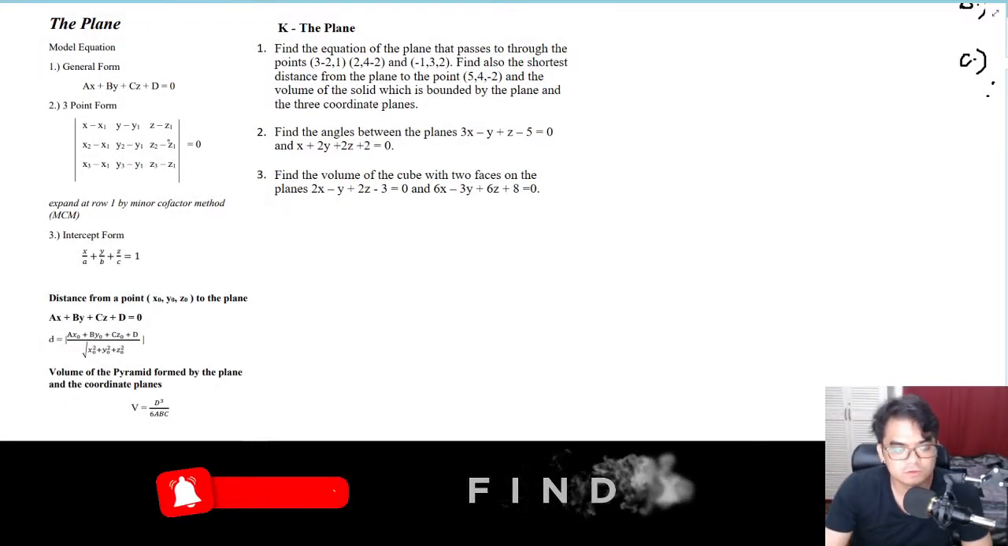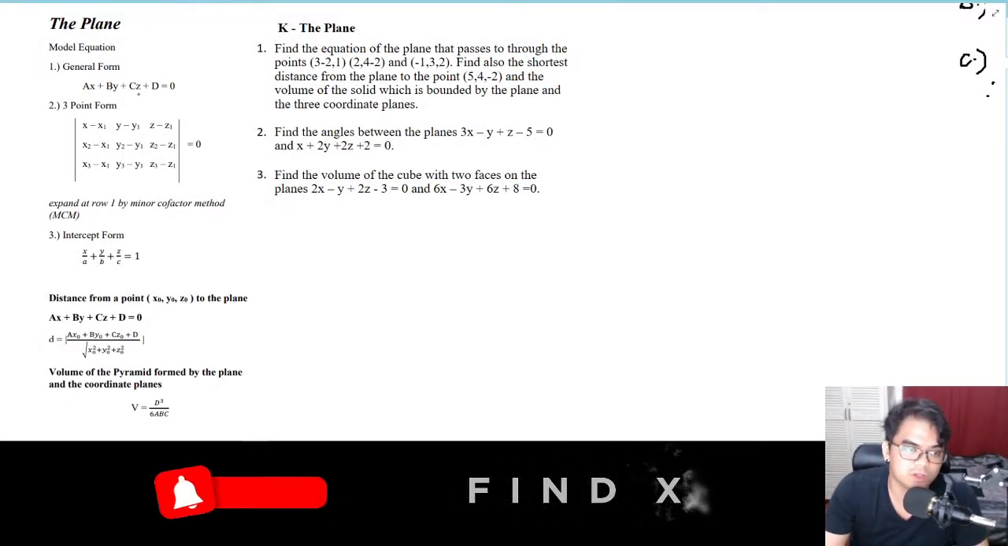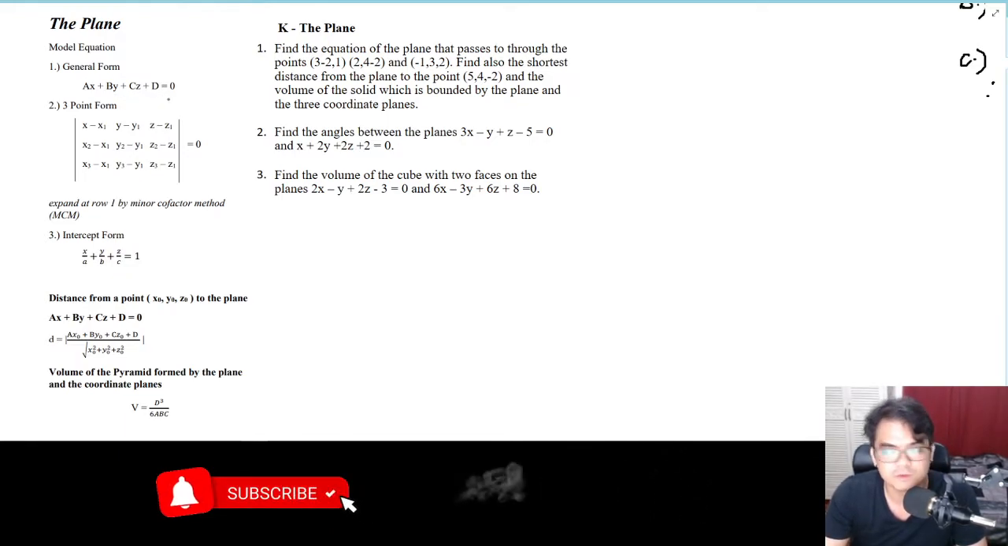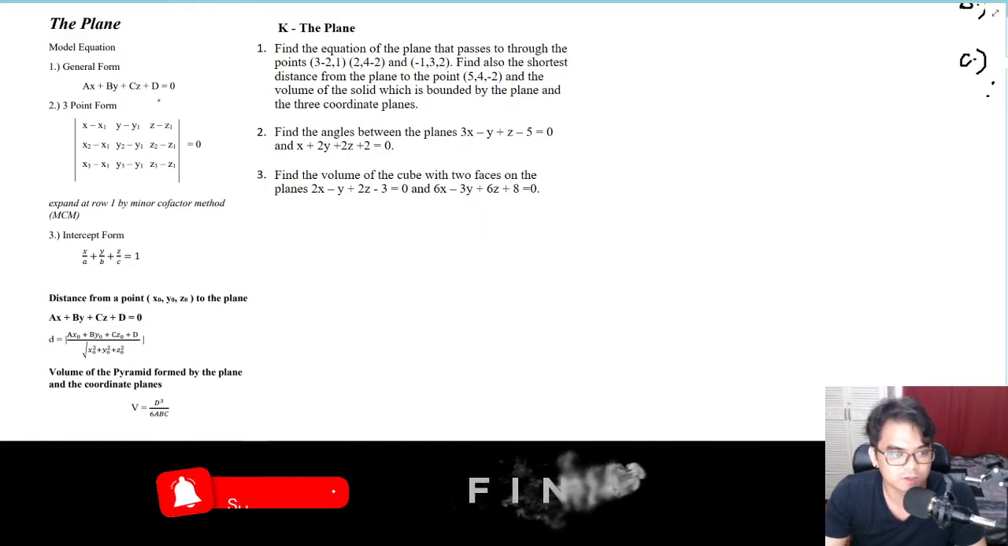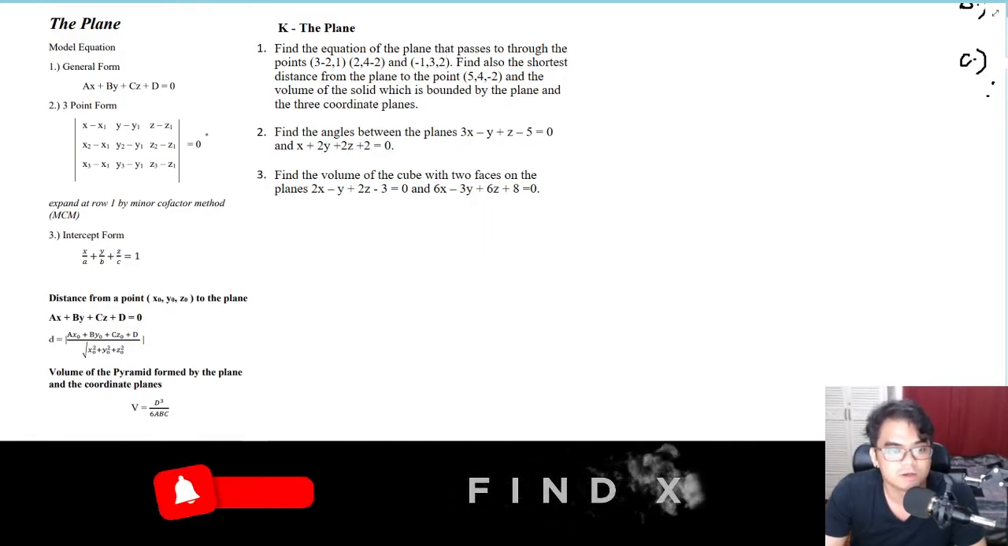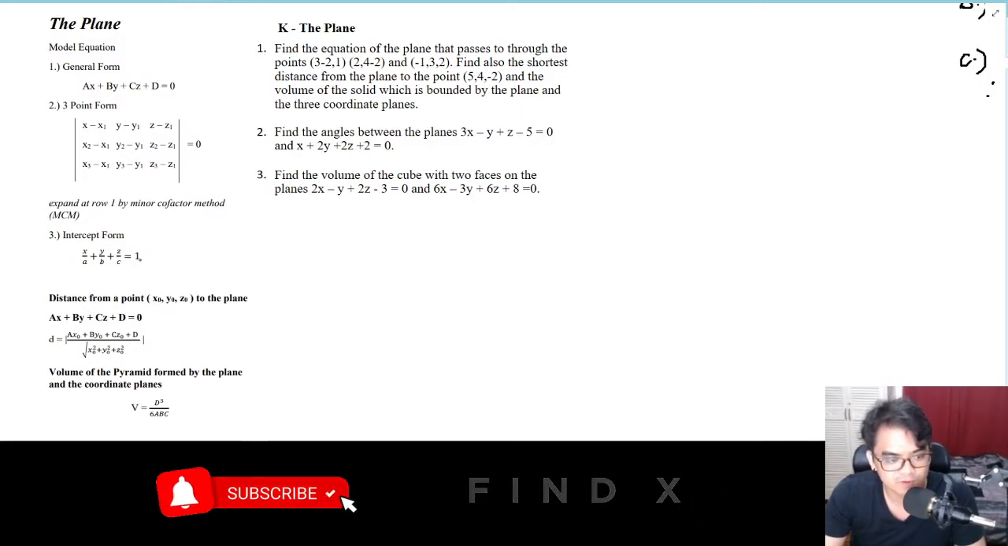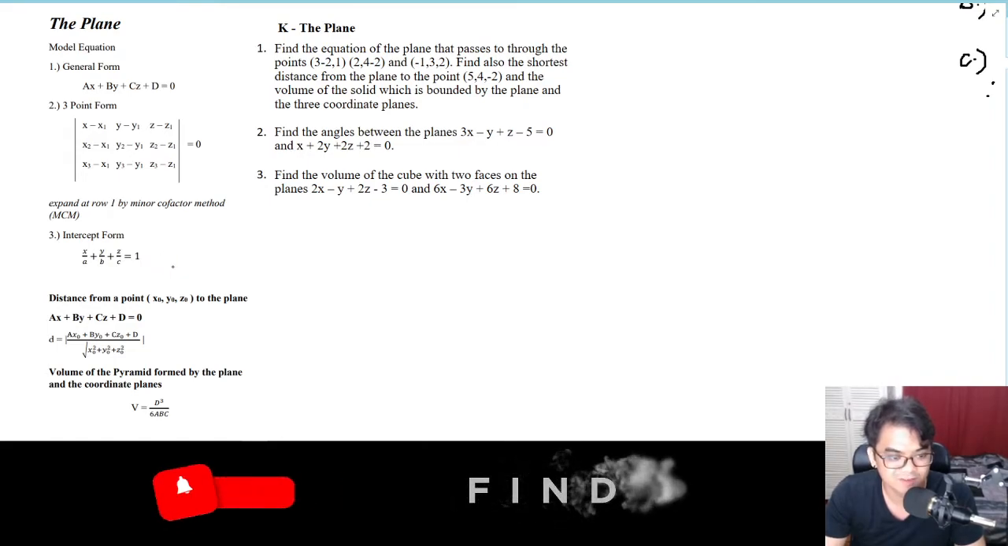The topic is the plane, so this is actually 3D. The model equation in general form is ax plus by plus cz plus d equals 0. We also have a 3-point form, which I will give an example of later on. The intercept form is x over a plus y over b plus z over c equals 1.